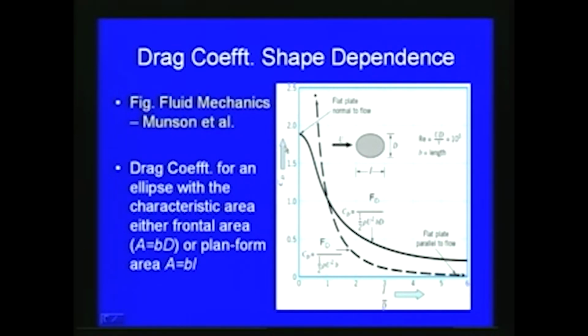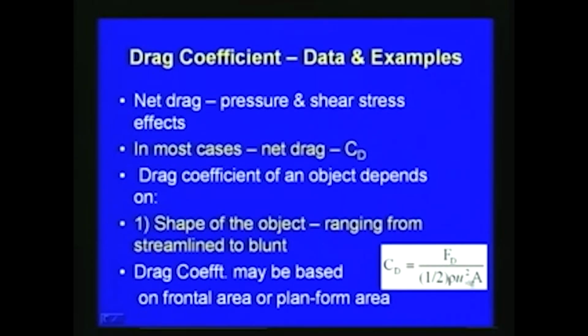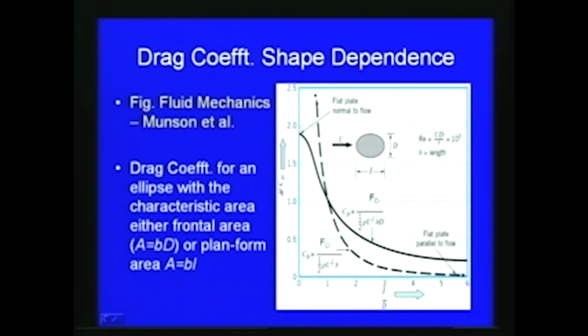Through experiments we can find the coefficient of drag. You can first find the total drag force, and from it we can find the drag coefficient CD equal to Fd divided by half rho u infinity square into A. Now if you plot the coefficient of drag on the y axis for this typical case of an ellipse, where L is this dimension and D is this dimension, with L by D on the x axis, then you can show the dependence on the shape.